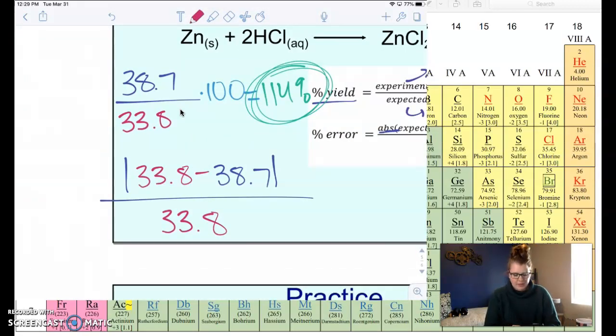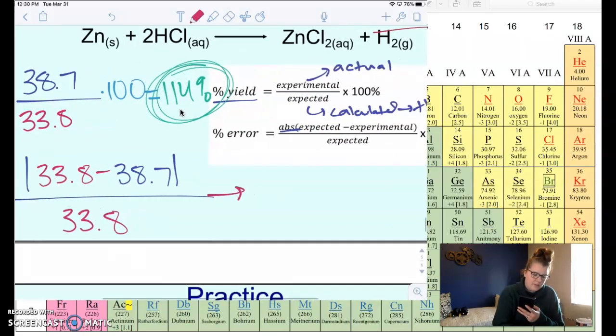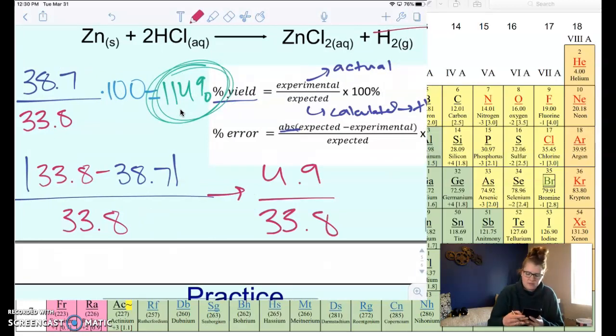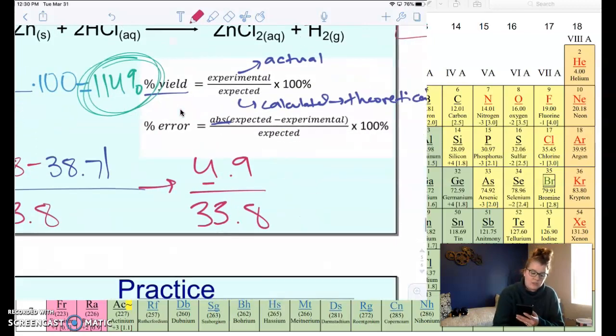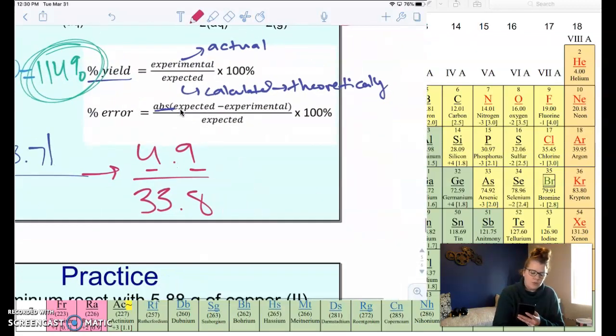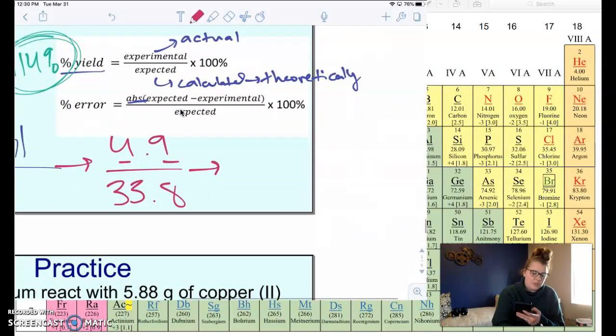So 33.8 minus 38.7. In this case, I am getting a negative number. So just take the absolute value of it, make it not negative. So that is 4.9. And then divide that by what you should have gotten again. So divide that by 33.8. Notice now that it's 2 sig figs because of the subtraction rule. Times that by 100, and you're getting 14%.